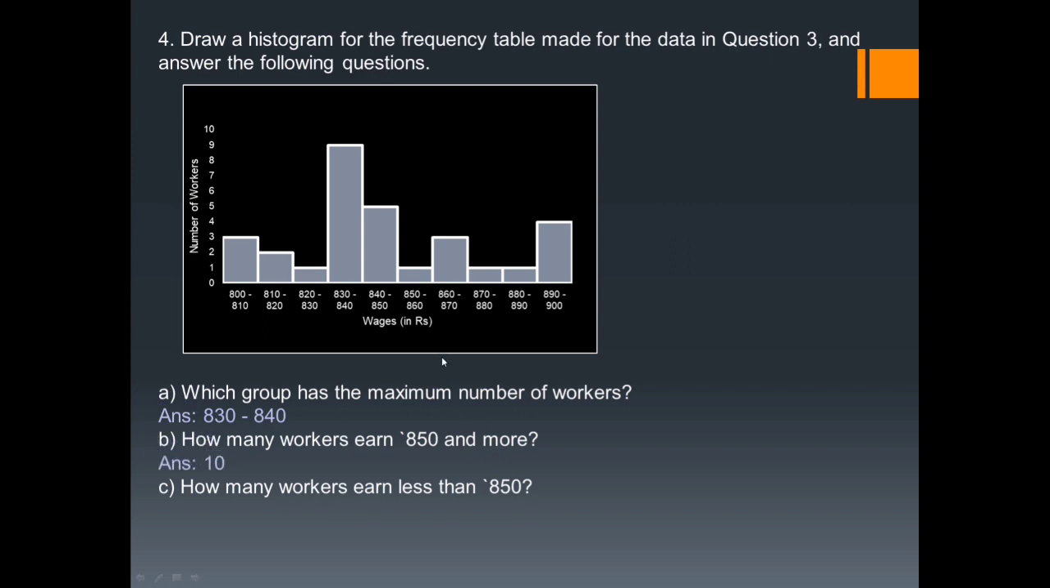So how many workers earn less than 850? Less than 850, from here we count back. This is 5. This is 9. 5 plus 9 is 14. 14 plus 1 is 15. 15 plus 2 is 17. 17 plus 3 is 20. As we count here, the answer is 20. Whether it is correct or not, let's see. The answer is 20. That's correct.